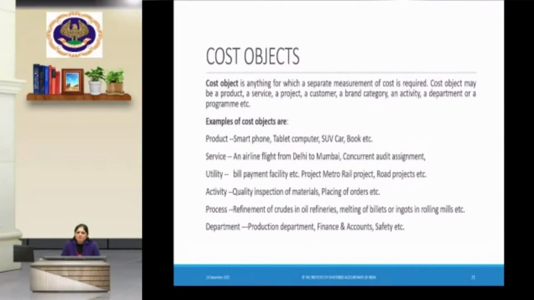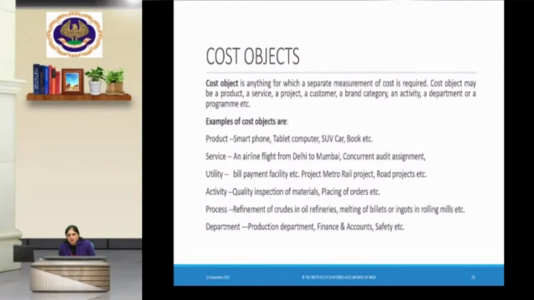So examples of cost objects on the screen. For a product, a smartphone. So I want the cost of a product, a phone. So phone is a cost object. A tablet computer. For service, the cost of an airline flight from Delhi to Mumbai. So again, somebody was asking, is it applicable only for manufacturing? So see, it's applicable on service also. So the ticket from Delhi to Mumbai is actually based on the cost only.